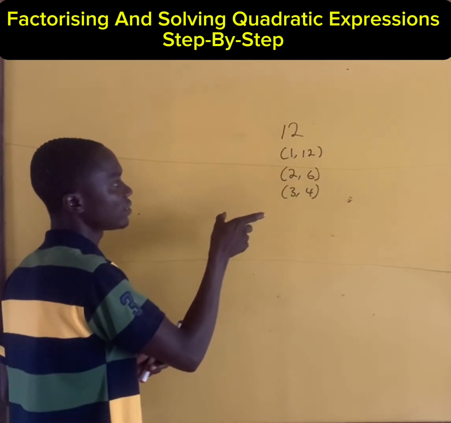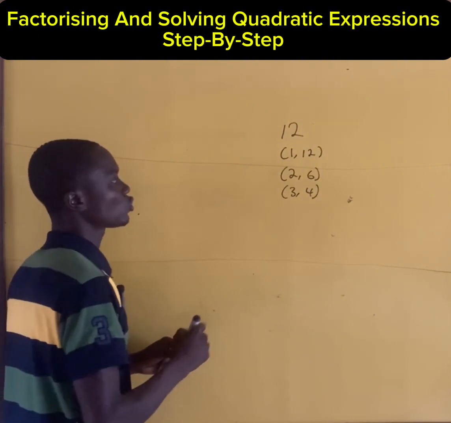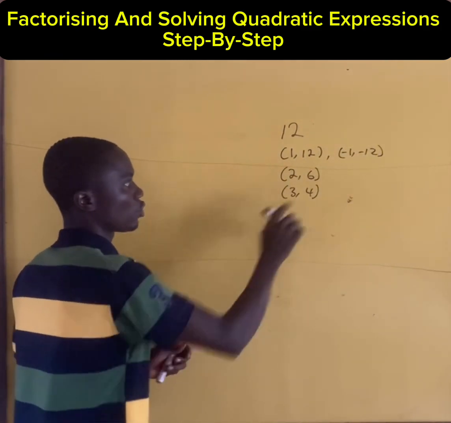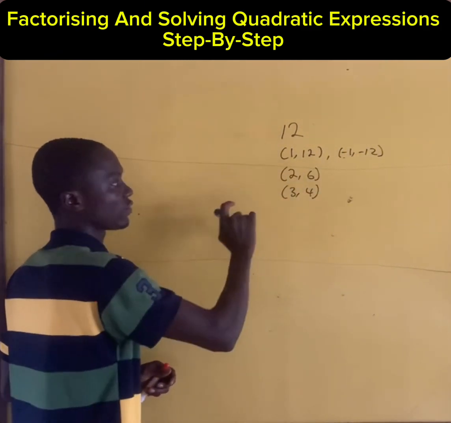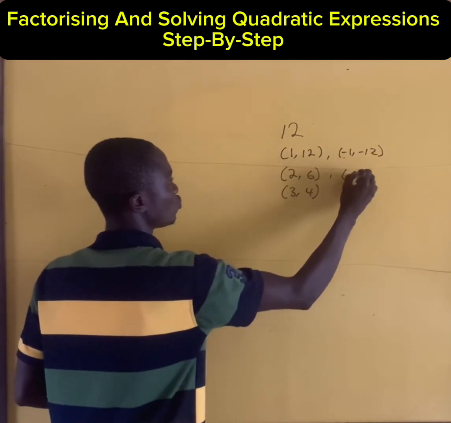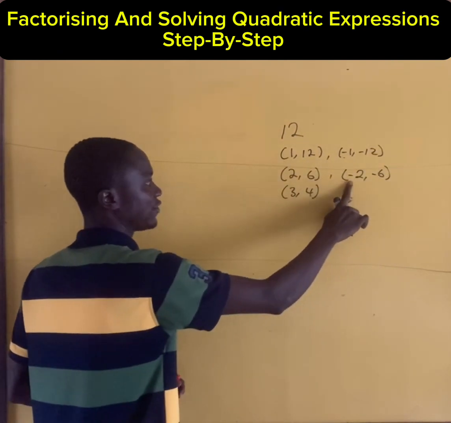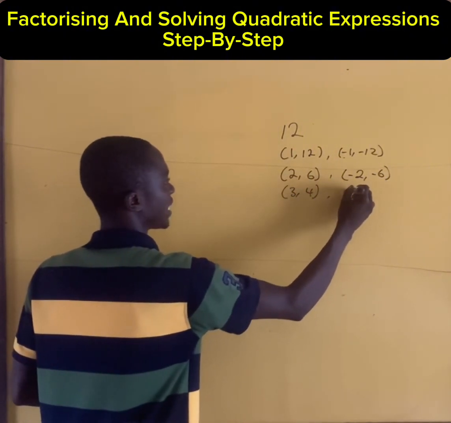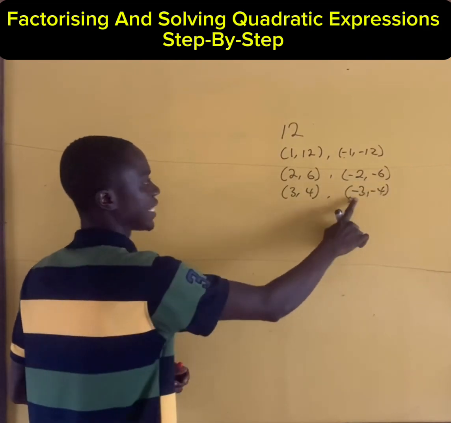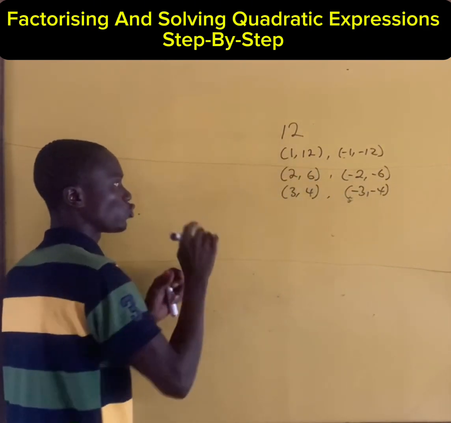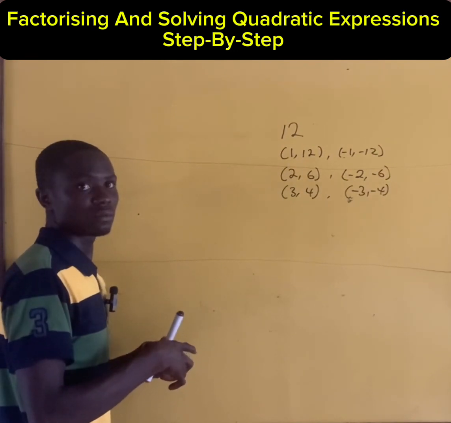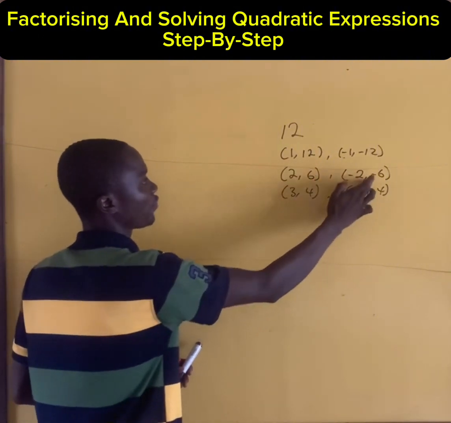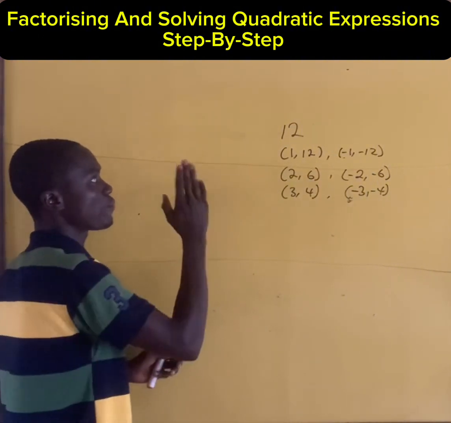Apart from these numbers, we can also get negative 1 and negative 12, or negative 1 times negative 12 gives positive 12. We can also get negative 2 times negative 6, which will also give us positive 12. And then we can get negative 3 times negative 4, which will also give us positive 12. So in terms of quadratic expression, we consider 1, 2, 3, 4, 5, 6 factors of positive 12.